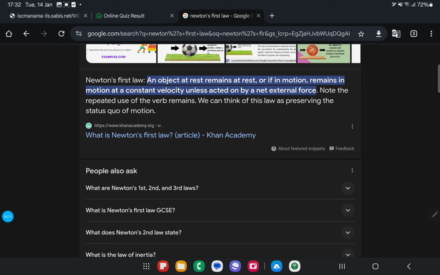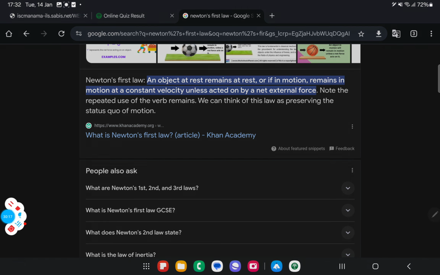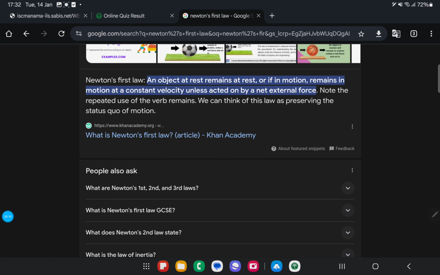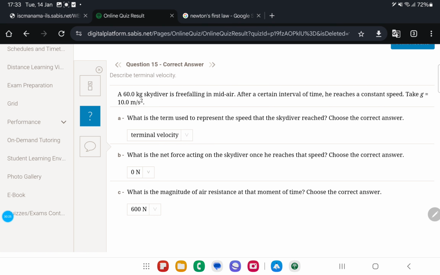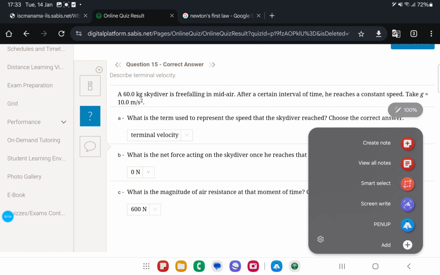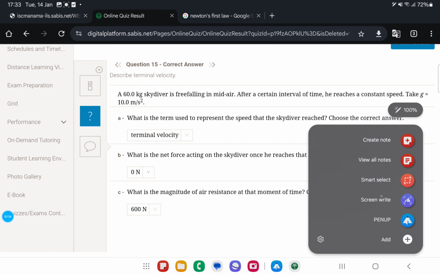An object at rest remains at rest, or if in motion, remains in motion at a constant velocity, unless acted on by a net external force. So yeah, it will stay in motion unless a force acts on it. So since the skydiver is at constant speed, there is no force acting on it. So it's 0 Newton. For the last one, what is the magnitude of air resistance at that moment of time?